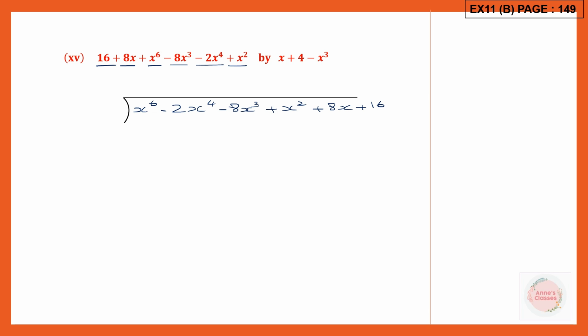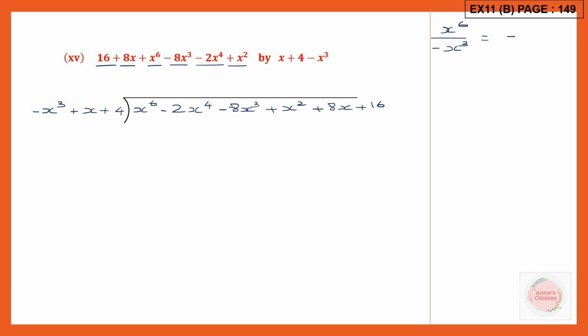Similarly, we have to arrange our divisor also. So here also the order is different. So we'll begin with x to the power of 3. So that is minus x to the power of 3. Then we have plus x plus 4. So now that we have arranged, let's start with our division. So first term here and the first term here we are going to divide. That is x to the power of 6 divided by minus x to the power of 3.